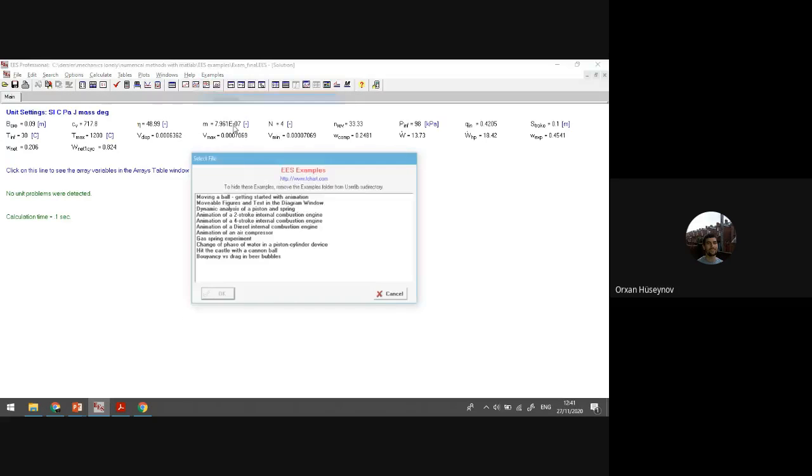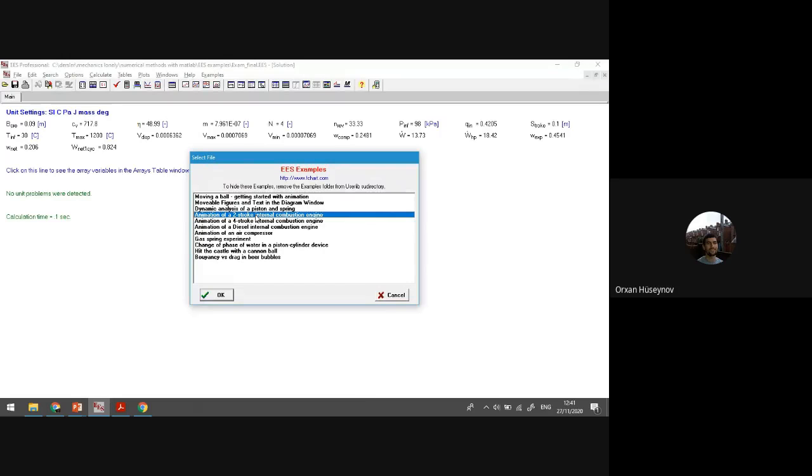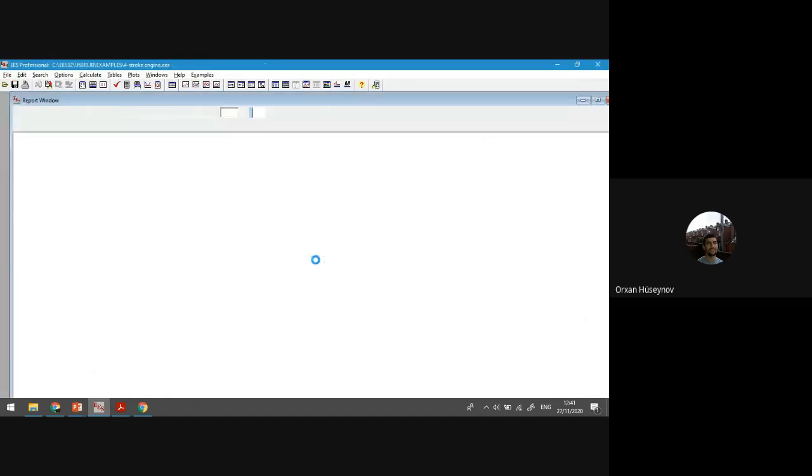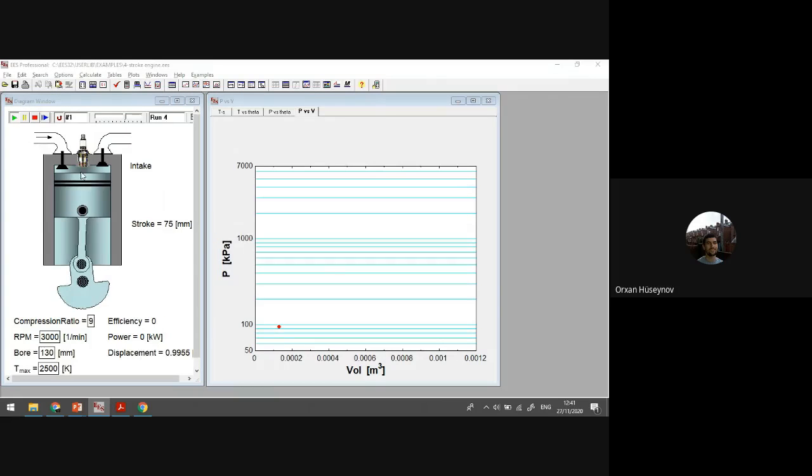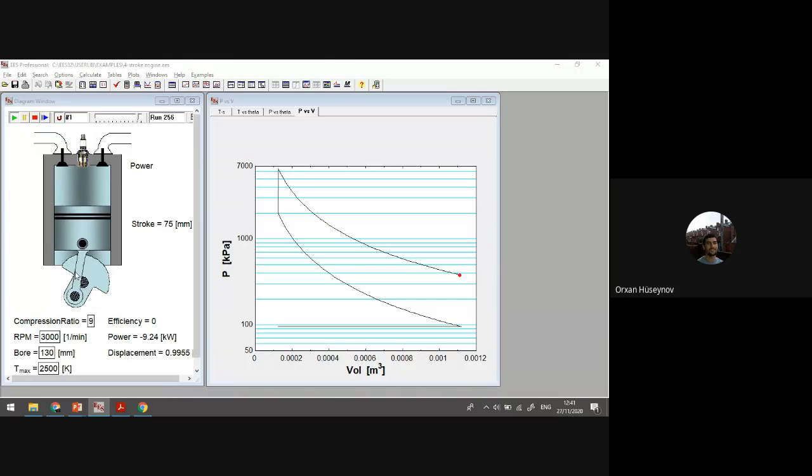So animations for the 2-stroke engine. This one is first a 4-stroke engine. So let me start the animation. You can see that the piston moves down. Let me increase the speed here. So one revolution has been finished. The piston moves down, and second revolution. You can see one more time. First stroke, 180 degrees. Second stroke, 360 degrees.